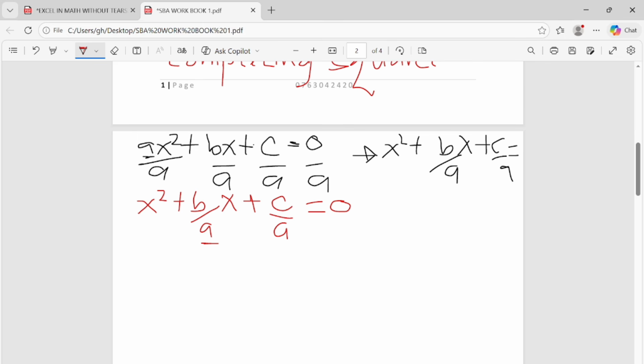So when you multiply by a half, or when you divide by 2, just the coefficient, you come up with b out of 2a. When you divide it, you come up with b out of 2a. So now this b out of 2a you've got, we are going to square it and add it to either side of the equation, of the equal sign.